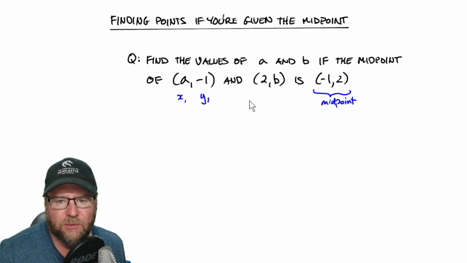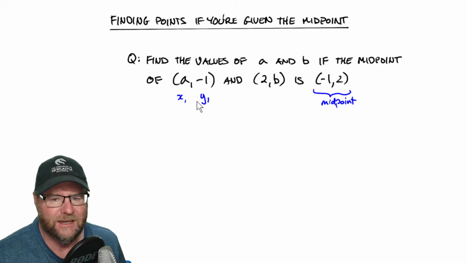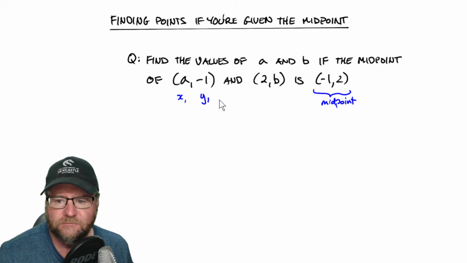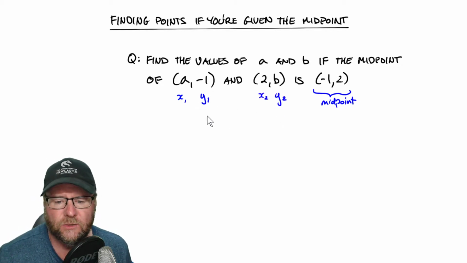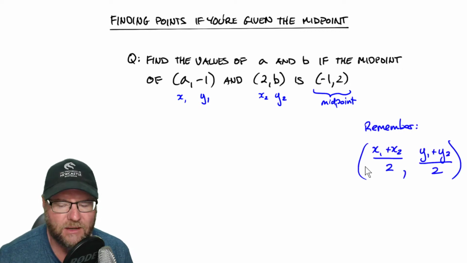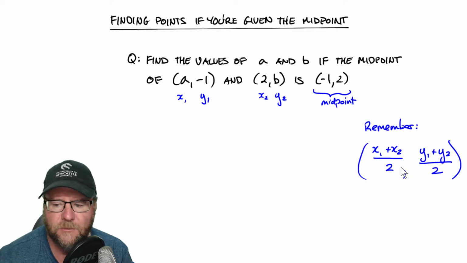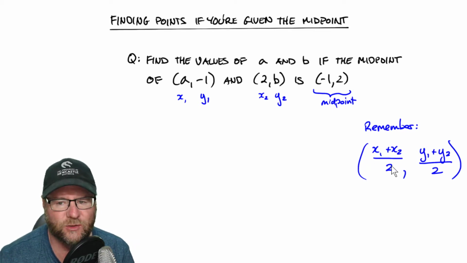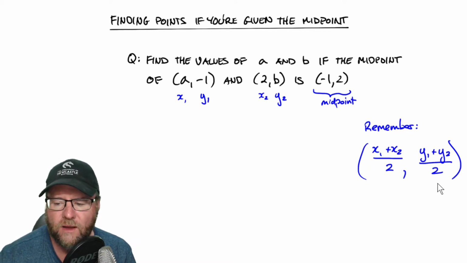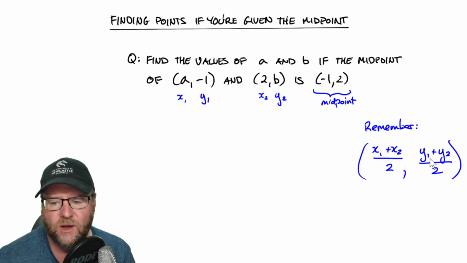Well, I'm just going to label them, because remember, I take my points and I call one of them x1, y1, and the other one x2, y2. So I can see that x1 is A, and in this case, the y2 is B. They're the missing ones that we've got to find. Now remember, our little format for finding the midpoint of two points is simply x1 plus x2 over 2, and for the y value, it's y1 plus y2 over 2.